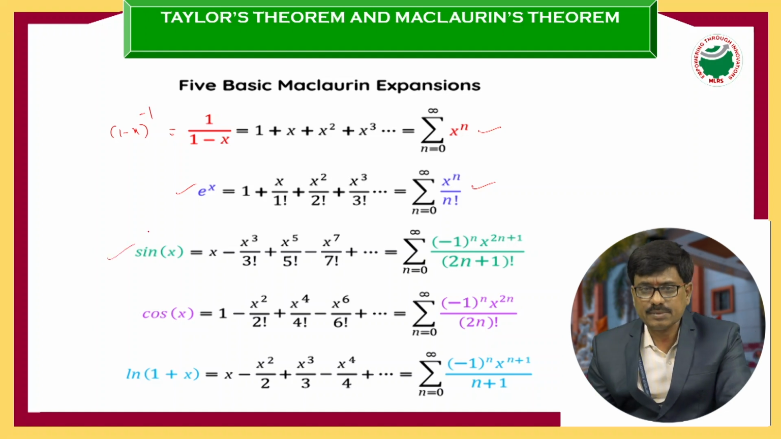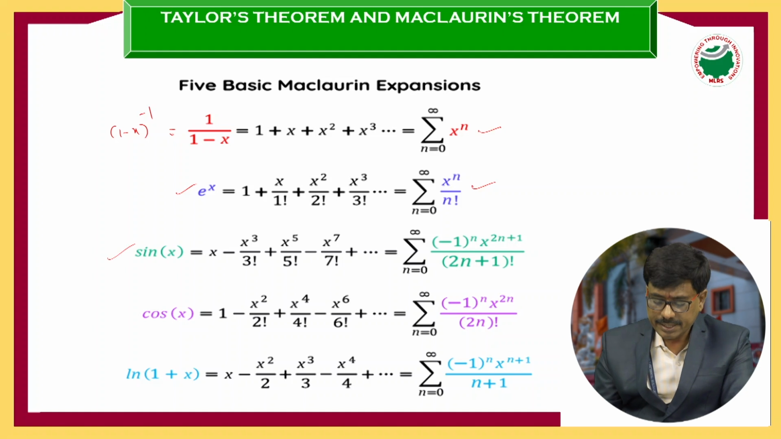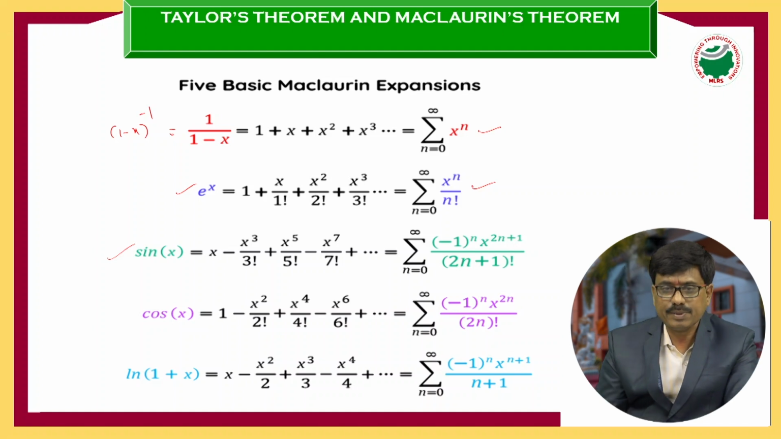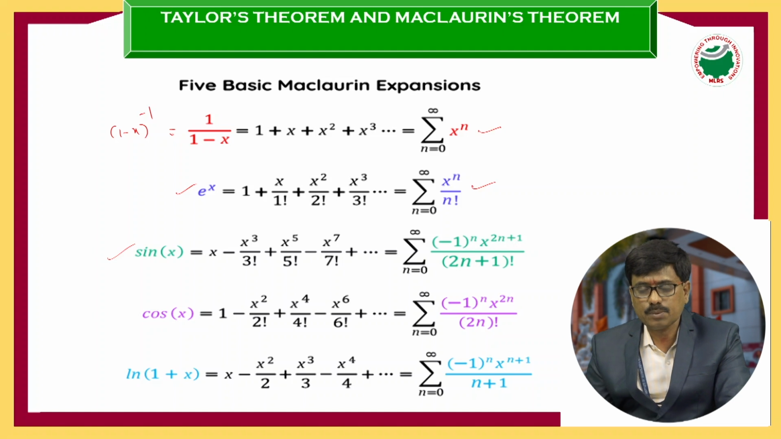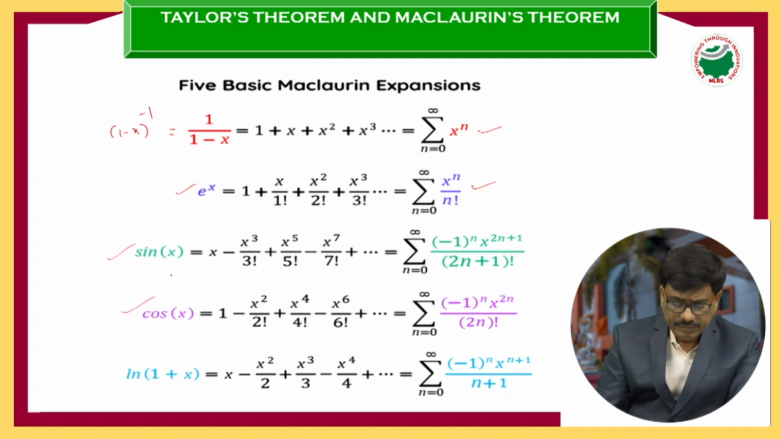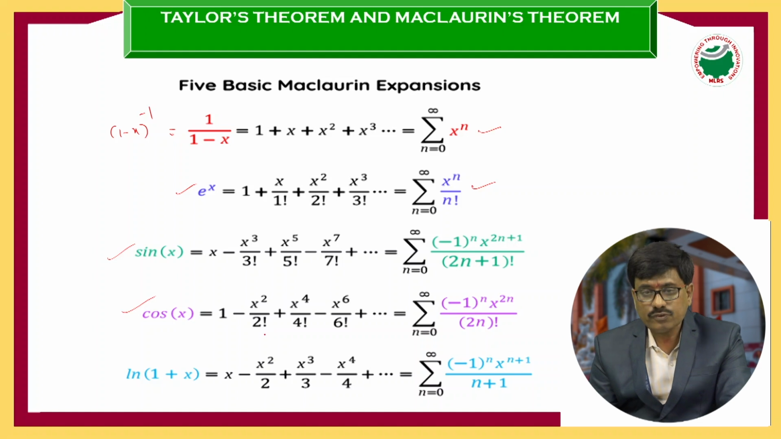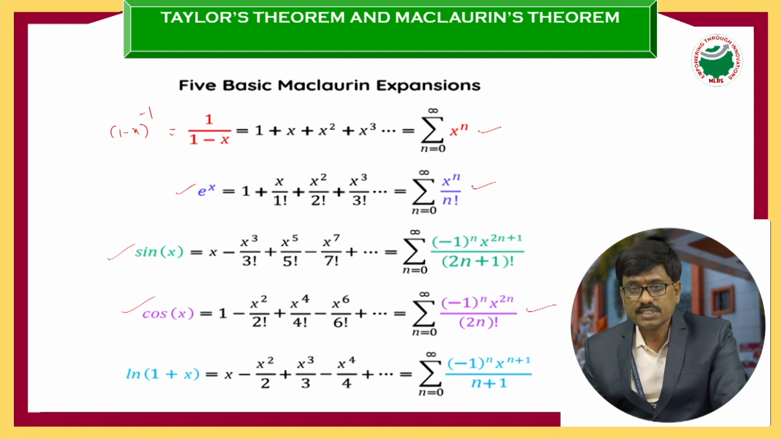You are familiar with the trigonometric function sin x. How do you get the sin x expansion? At the particular point x equal to 0, it is x minus x cube by 3 factorial plus x power 5 by 5 factorial minus x power 7 by 7 factorial plus so on. All of these we can expand using the Maclaurin series at the point x equal to 0. Similarly, for the function cos x at the particular point x equal to 0, this becomes 1 minus x square by 2 factorial plus x power 4 by 4 factorial minus x power 6 by 6 factorial plus so on. I can write this in sigma notation.